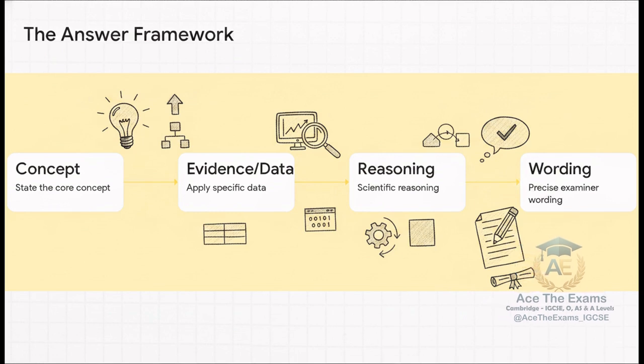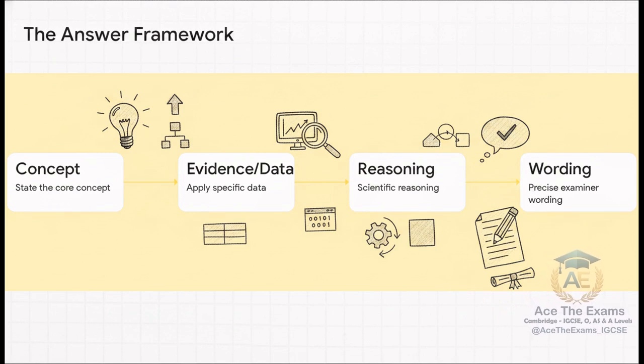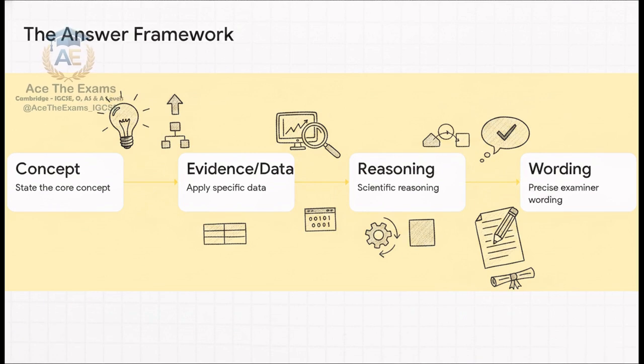Look, if you miss a single step here, you're just leaving marks on the table. For instance, step 4 doesn't just mean giving a technically correct answer. It means using the specific technical terms the mark scheme is actively hunting for. So you'd explicitly write the word iteration instead of just saying it loops.